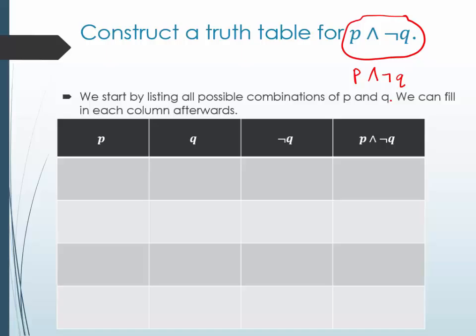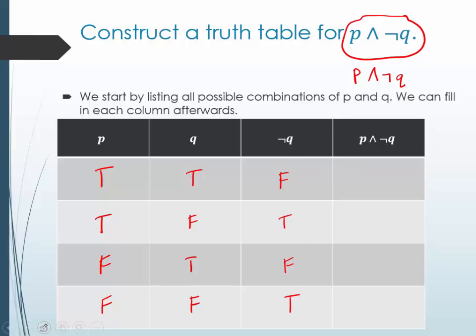So how do we figure that out? Well, we write it all out. We do P, we do Q, all 4 possibilities, and then we do negate Q. Now how do we do negate Q? It's the opposite of Q. So that's false, true, false, true.